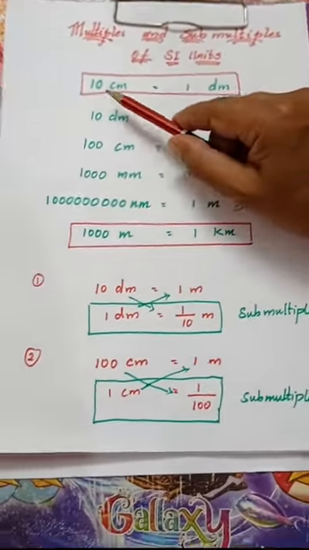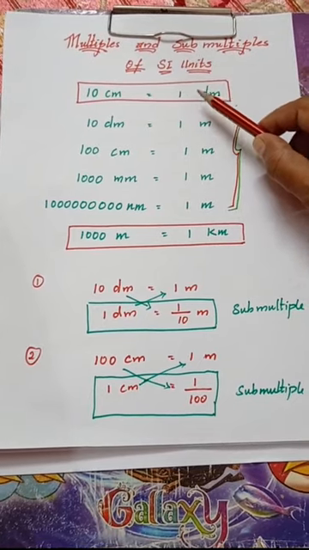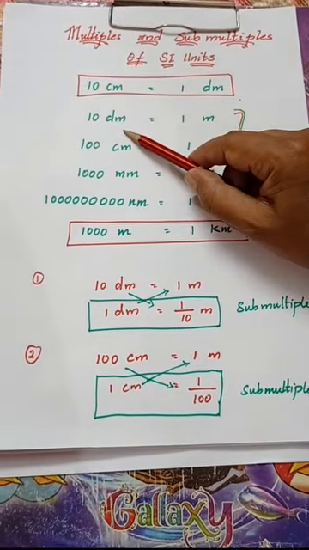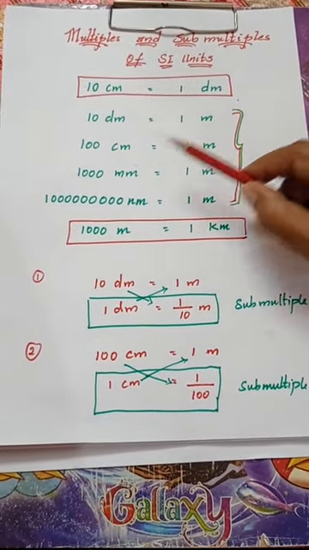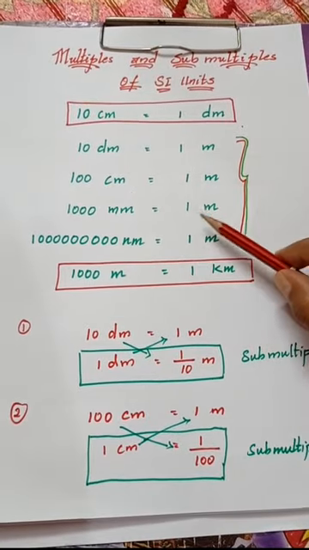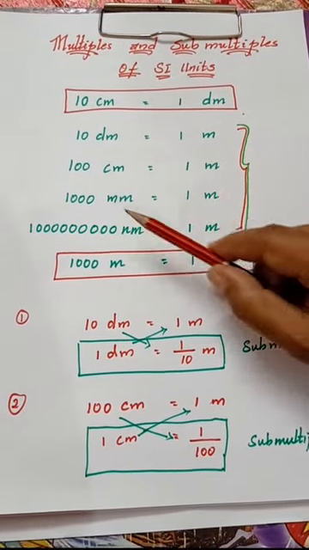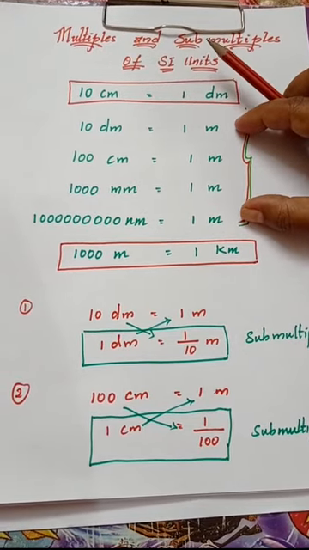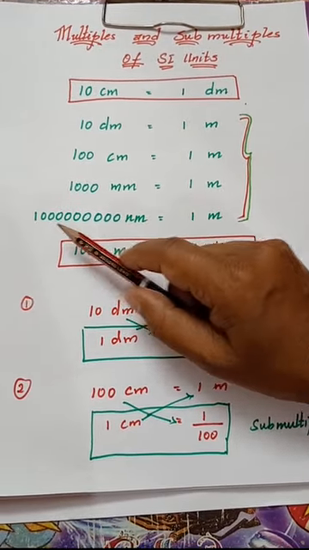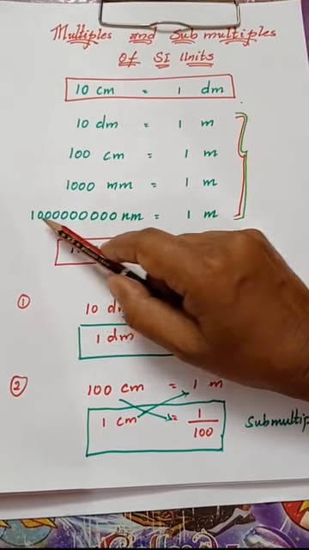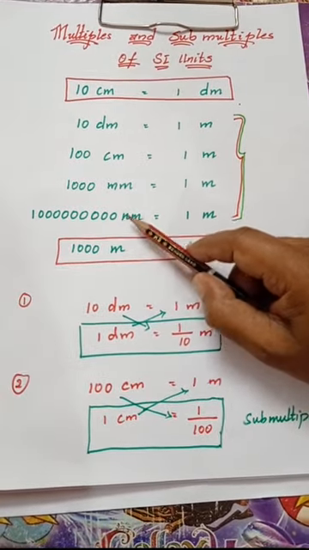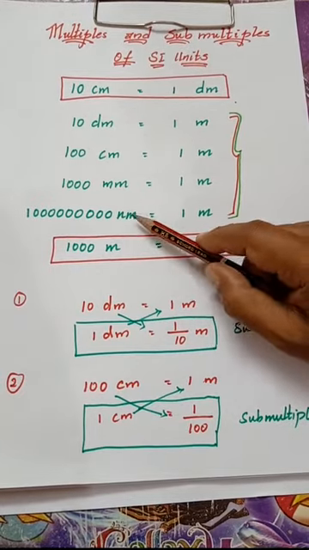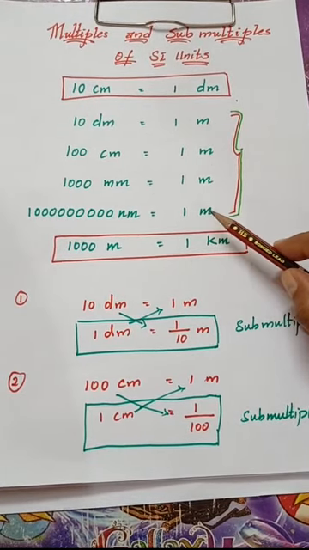So we all know that 10 centimeter is equal to 1 decimeter, children, and 10 decimeter is equal to 1 meter. 100 centimeter is equal to 1 meter. 1000 millimeter is equal to 1 meter. Everything is in meters, children, and then after 1 you have 9 zeros, that is called nanometer, and this nanometer is equal to 1 meter.